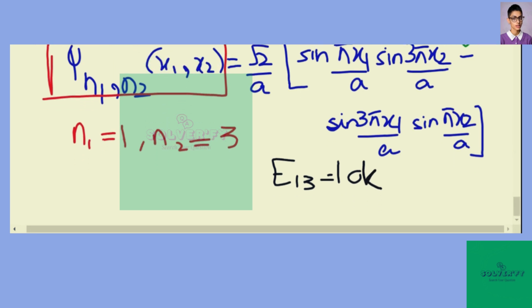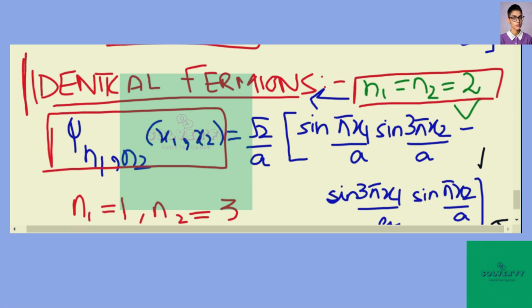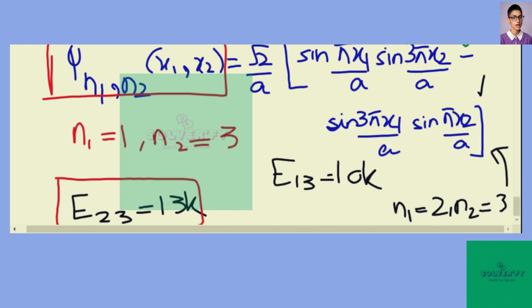The next values that we would plug in over here in this equation would be n1 is equal to 2 and n2 is equal to 3, right? Similarly, you will plug them in and you will get that the energy for 2 3 would be equal to 13k, right? This is very simple. I have not substituted the values for the identical fermions because they're very simple. They're just similar to the above parts that we did, and you can do them by yourself. But I have written the final solution, and I have also explained it. So I really hope that you will be able to do it on your own.